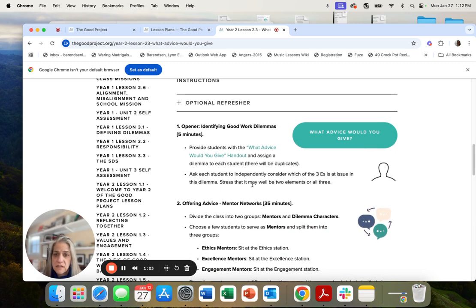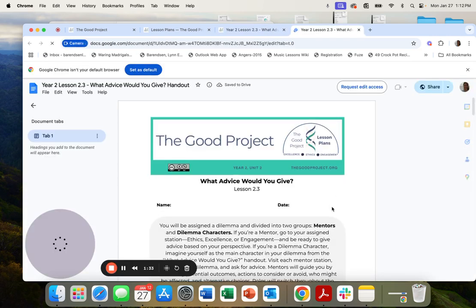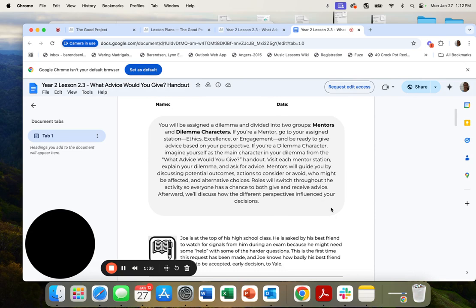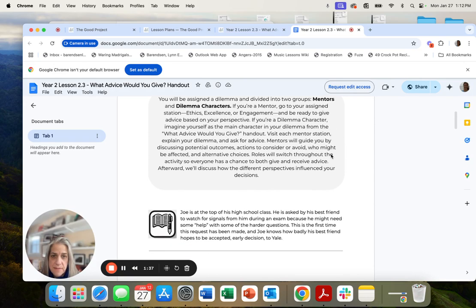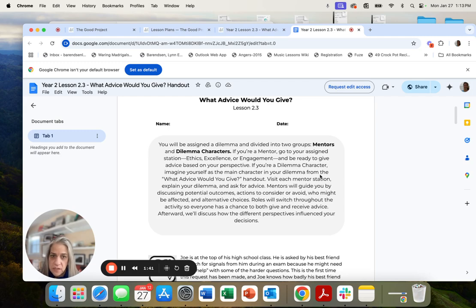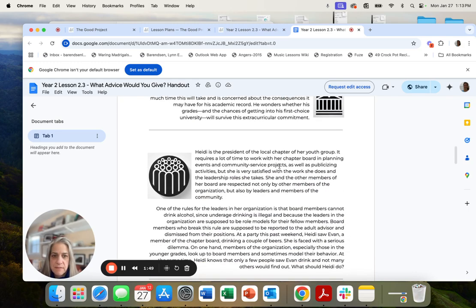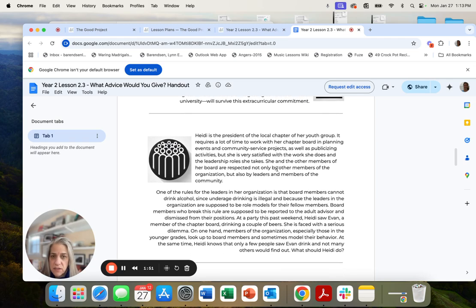So this lesson is all around one activity about giving advice. You can hand out this particular handout to your students. It involves several different examples of dilemmas. They're short. Depending on the size of your class, there will probably be some repetition. 2 people may be handling the same dilemma, and that's okay.